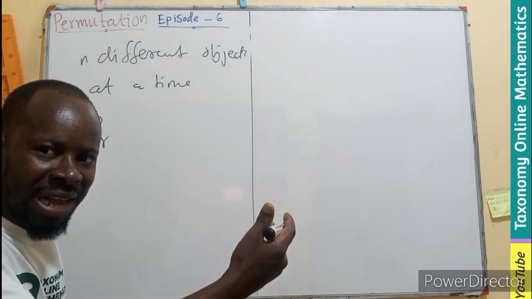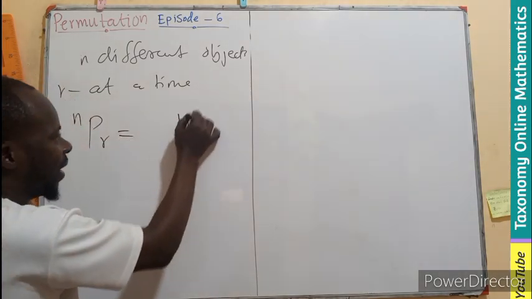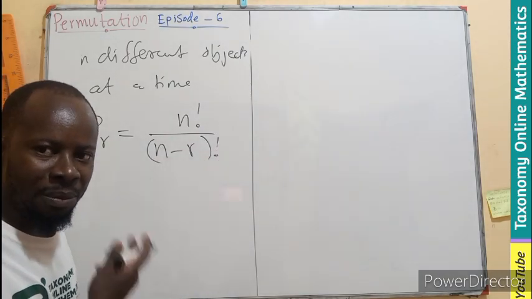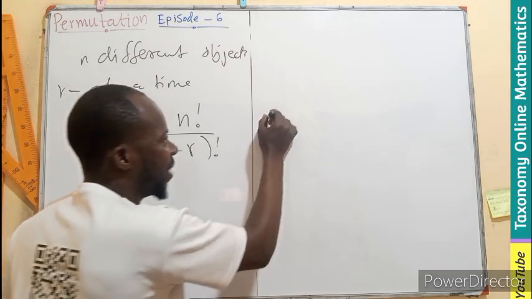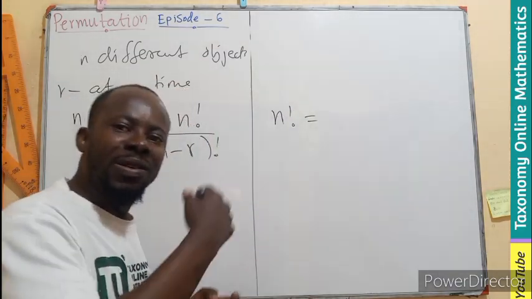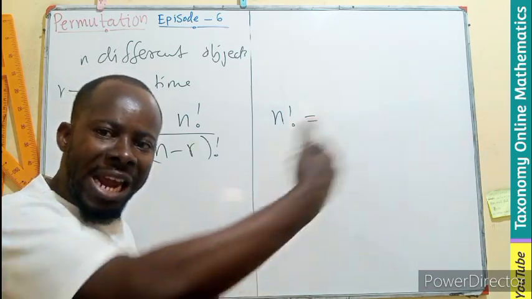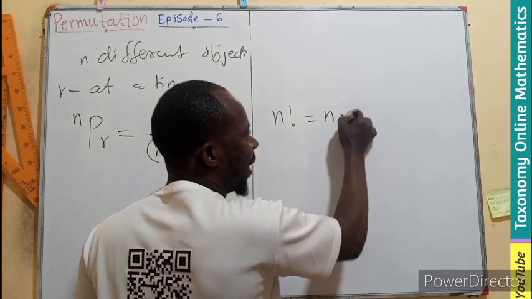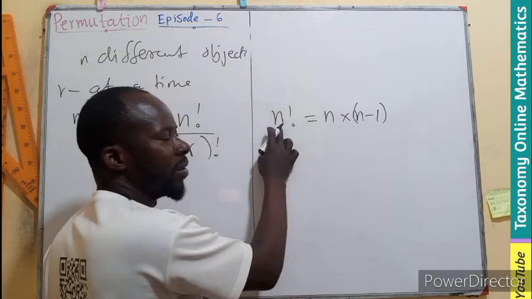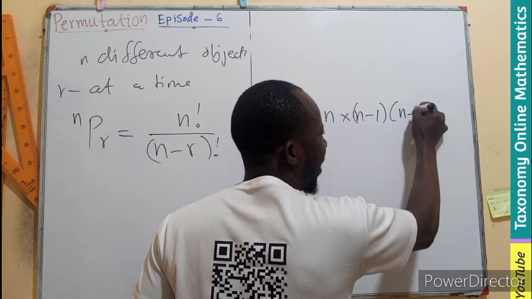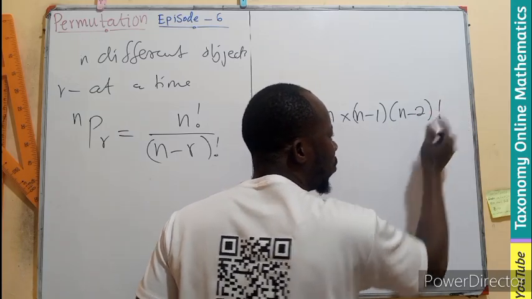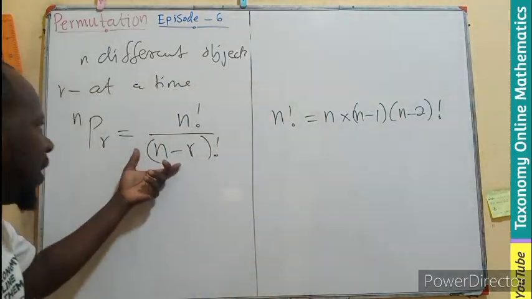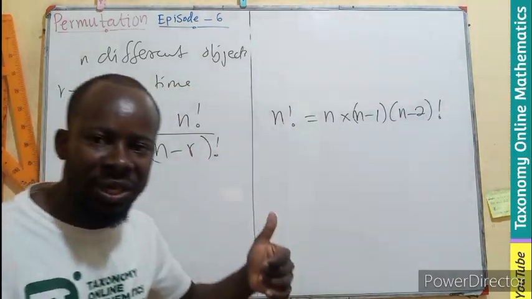And how do we expand this n permutation R? We have it as n factorial over n minus R all factorial. Remember the beginning episode, we mentioned that n factorial is just the product of non-zero, non-negative integers that are less than that integer. So n times n minus 1, you subtract 1 from this number, then we have n minus 2, in that order. So I can still introduce a factorial, so that in this factorial, I have a continuous subtraction. So this is what we have as a permutation.